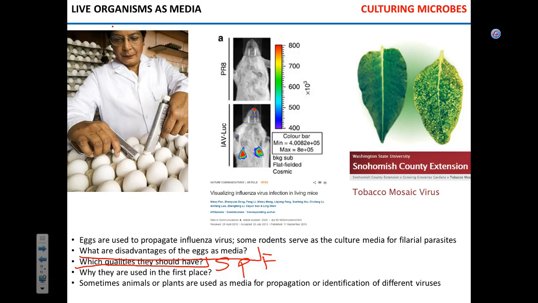You can use animals. Of course, well, not in the industrial settings, no. I can't think of anything that is grown in animals, really, any microbes. In the lab, you sometimes have to use animals to cultivate helminths, to identify helminths sometimes. You can use plants.